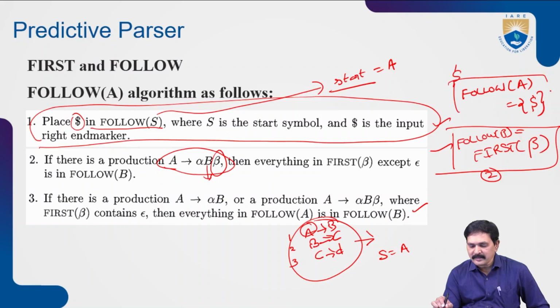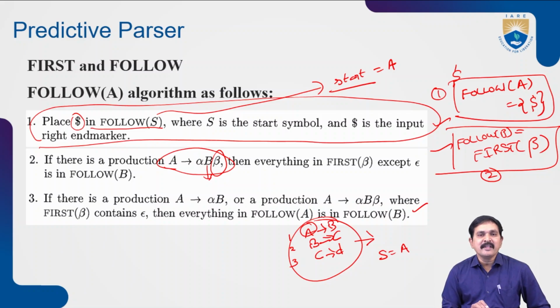The idea of the first rule is by default you can add the dollar symbol. If there is a production, capital A derives alpha, capital B and beta, then follow of capital B equals first of beta. So like that you can write follow of B equal to first of beta. In some cases, first of beta, there are many symbols.